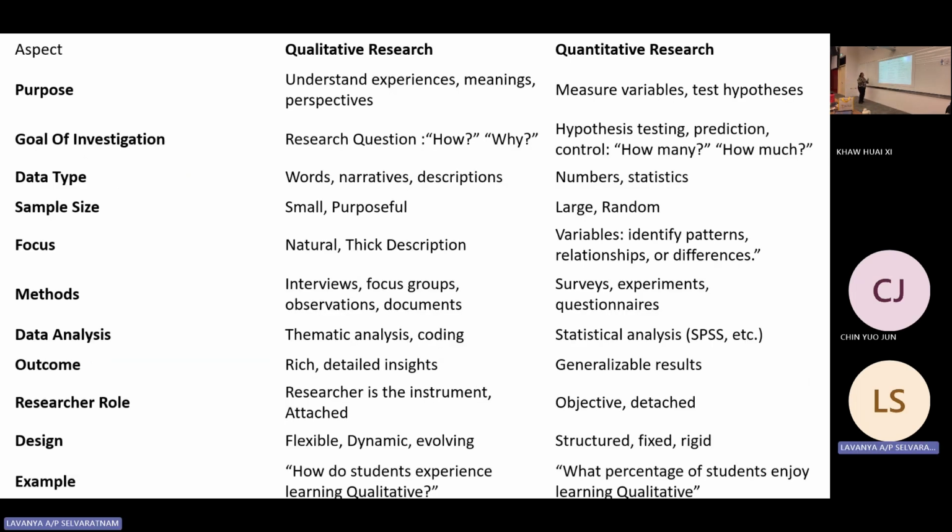So I decided to put everything in one slide so that we can go through this quickly. The purpose of qualitative research is to understand the experience, meaning, and perspective. Here, in quantitative, you're measuring variables and testing hypotheses. Here is the research question.